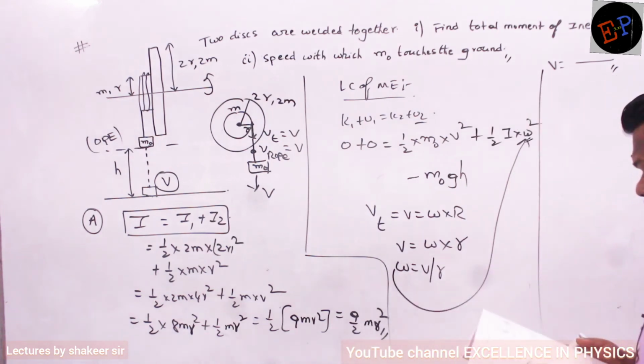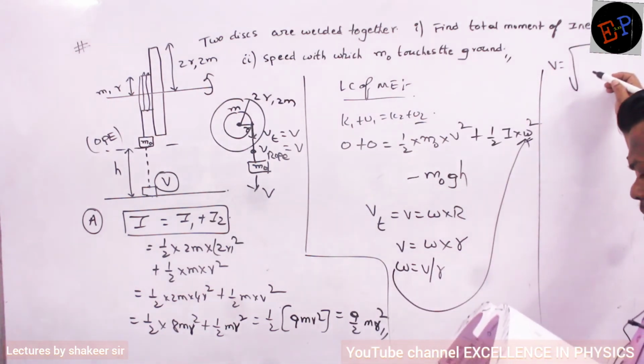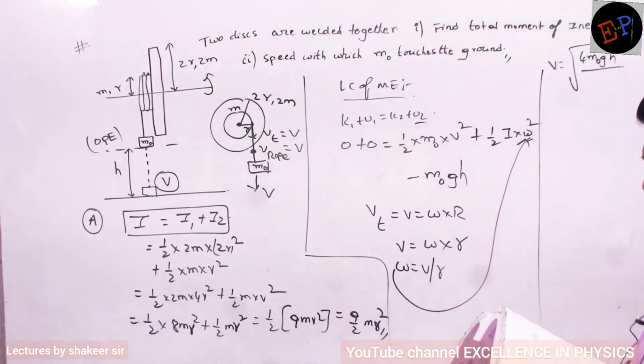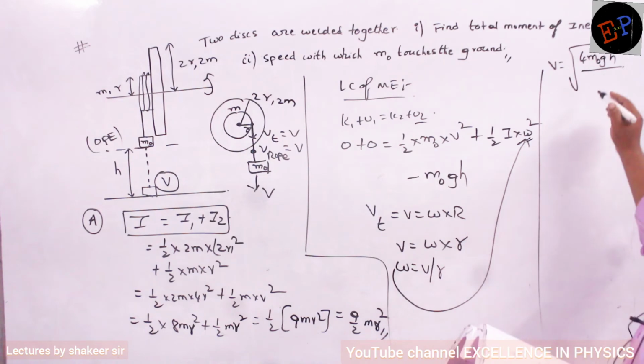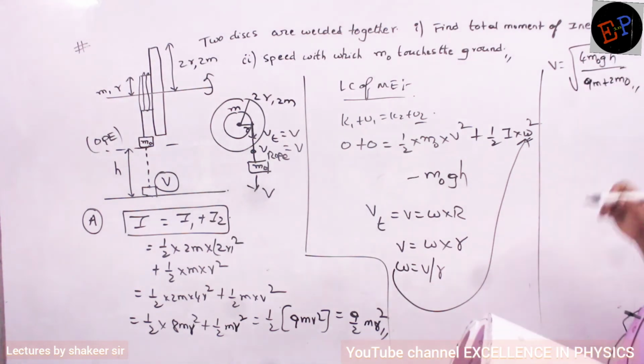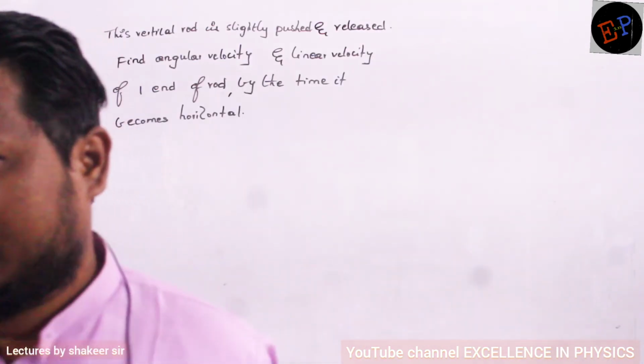So v is equal to root of 4 m naught g h divided by 9m plus 2 m naught. That is the final answer which you should get.